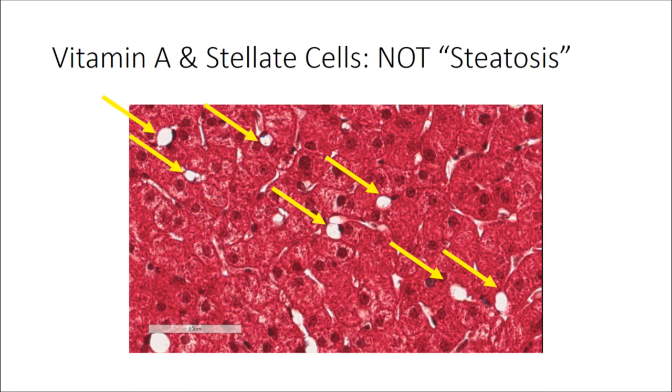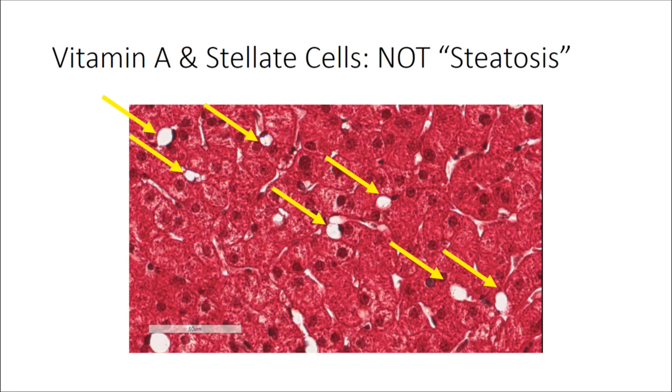Now, in looking at vacuoles within liver, don't assume that all spaces in the liver equal steatosis. I show you here another, you could say, lipid disorder because vitamin A is a lipid compound. But vitamin A, when one has too much of it in your body, is stored in the stellate cells and gives rise to, quote, stellate cell hyperplasia. It's not really hyperplasia, it's that these stellate cells are storing the vitamin A, and they are not hepatocytes, but one may at first glance confuse them for steatosis, and they're not.